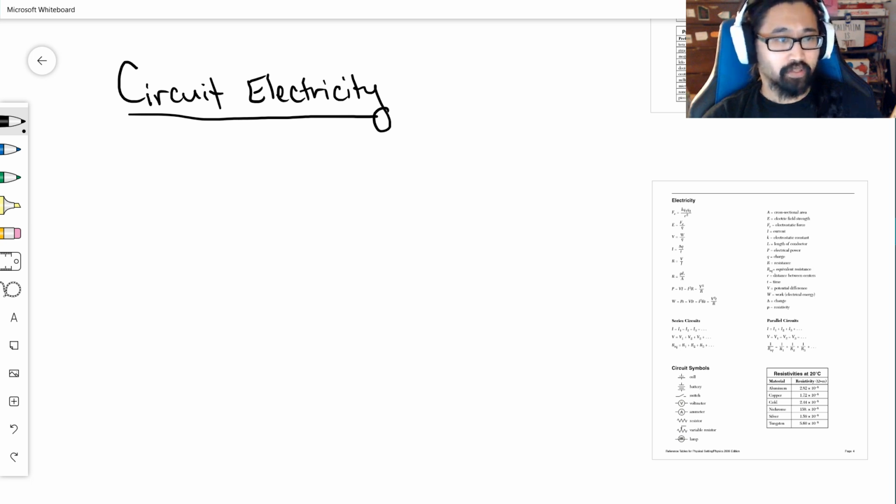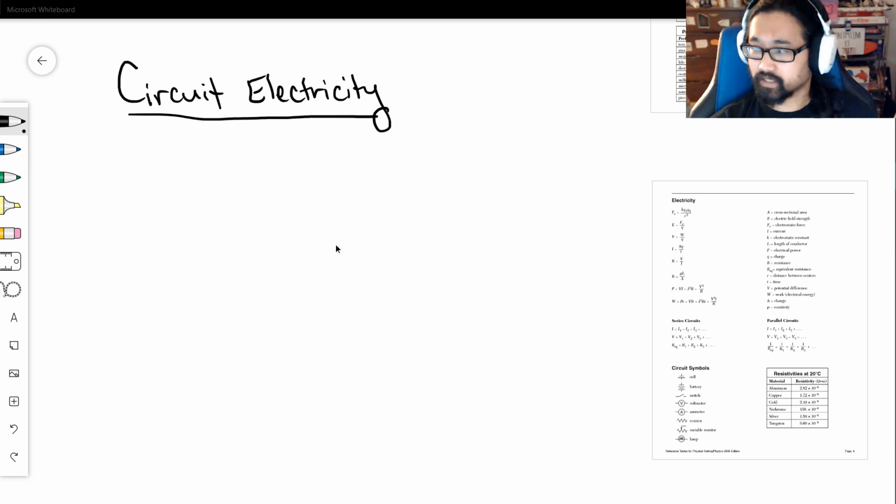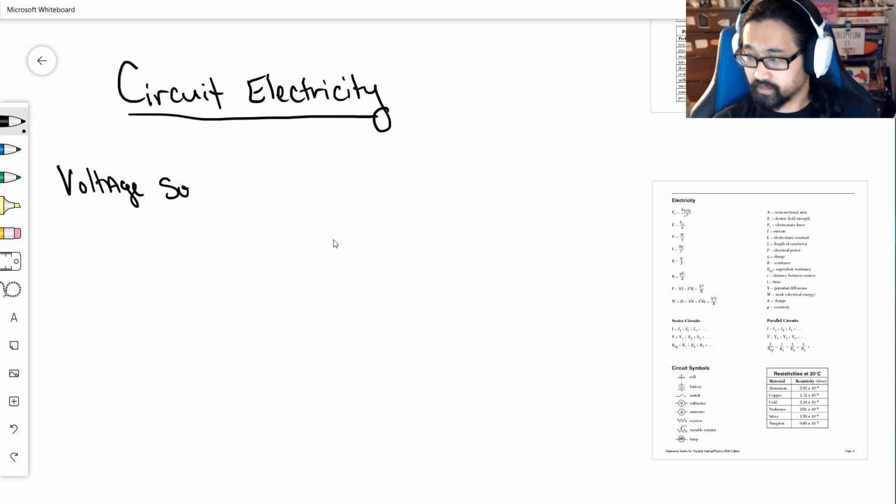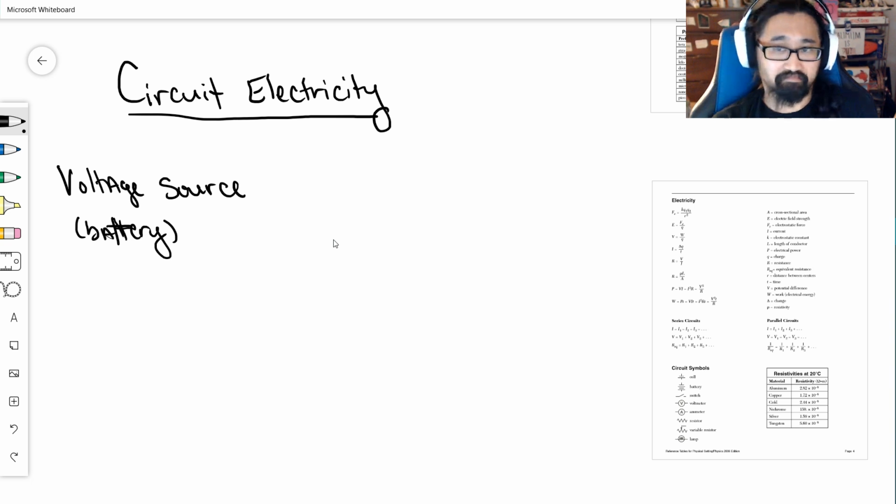Now, in order to make a circuit, I need very specific things. In fact, I actually need 3 very specific things. The first object that I need to create a circuit is basically your source of electricity, right? Source of electricity. Specifically, you need a voltage source, which typically is a battery. So I need a voltage source.